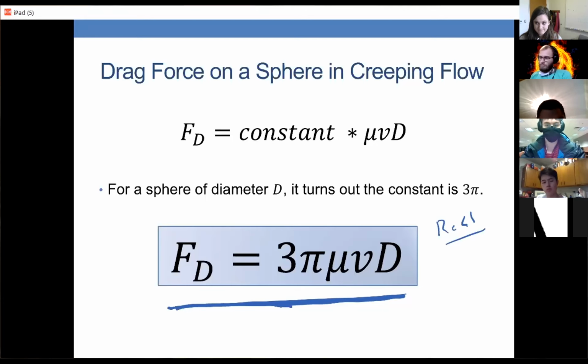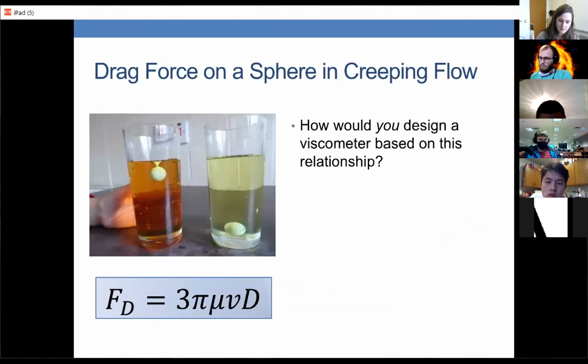About 1 is the maximum where you would want to assume creeping flow. And this is what gives us, if you take some small ball and you drop it into a fluid, you can create a viscometer that lets you find viscosity from this. How would you do that?